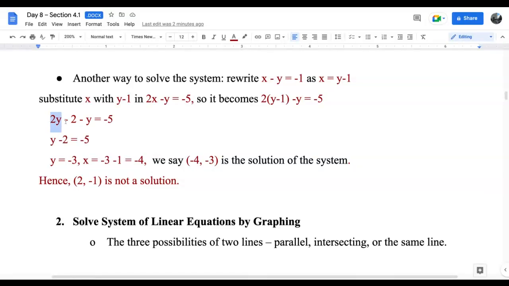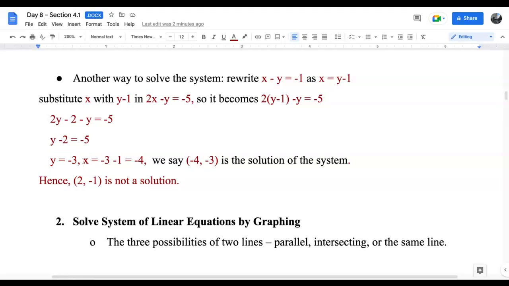So I have 2y minus 2 minus y equals negative 5. 2y minus y equals y. Minus 2 equals negative 5. Move negative 2 to the other side, it becomes positive. So y equals negative 5 plus 2, which is negative 3.